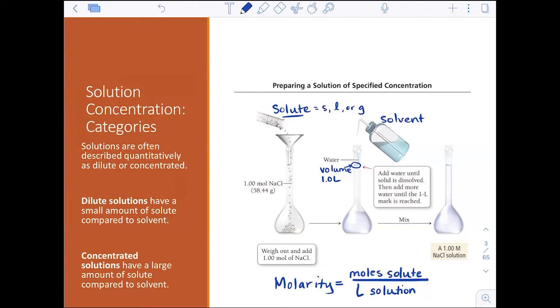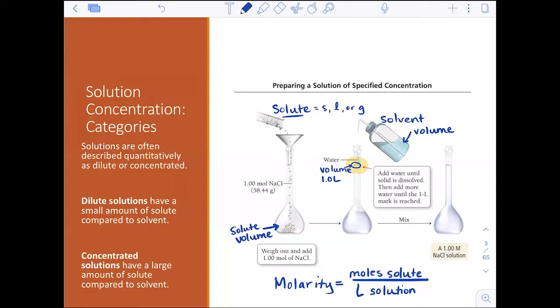Why this is important to note is because that volume mark right there is of the entire component, the solute and the solvent. So we're not, in making this solution, just adding a specific volume of water. We have to take into consideration that the solute has volume too, and the solvent has volume as well. That liters of solution in the molarity calculation is both the volume of the solute and the volume of the solvent.